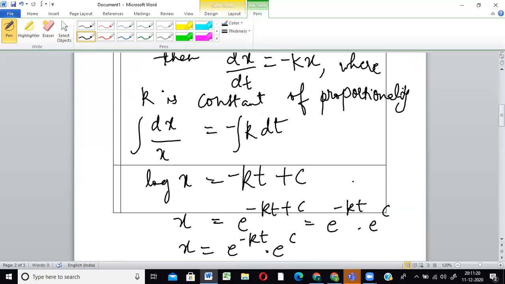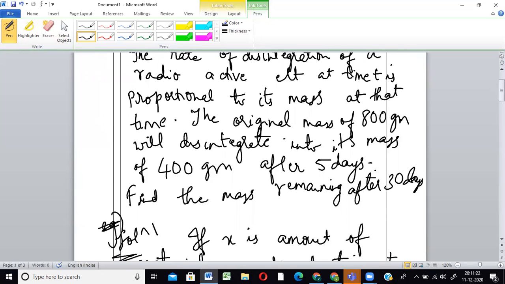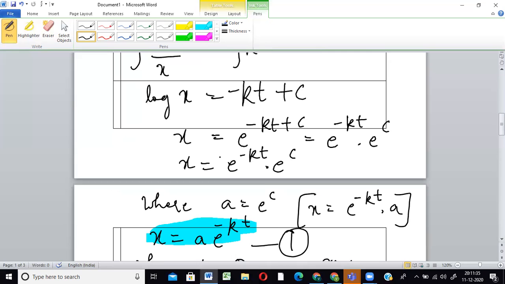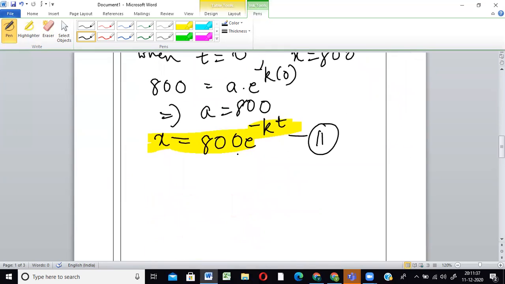So now what is the next condition? The next condition is nothing but the original mass was 800 gram. That mass of 800 gram disintegrates, meaning it reduces to 400 gram after 5 days. In the beginning, at t = 0, it was 800. After 5 days, when t is equal to 5, your mass becomes only 400 gram now. So it is decreasing, right?